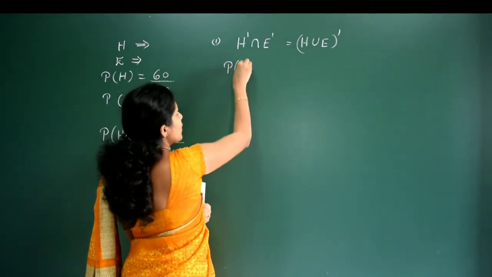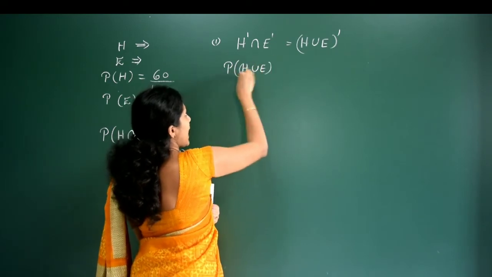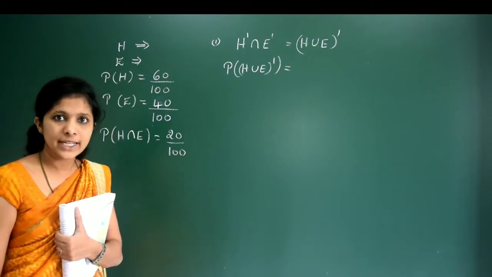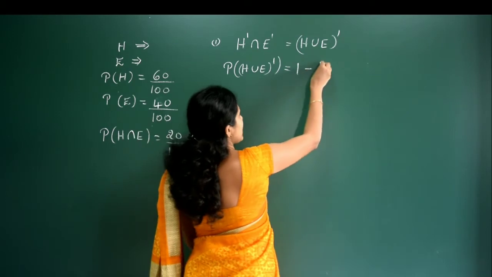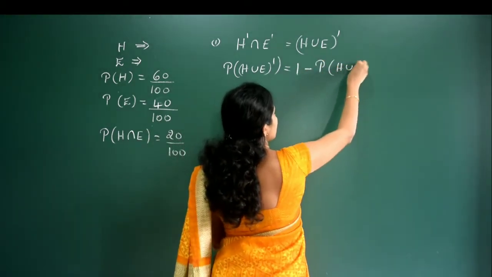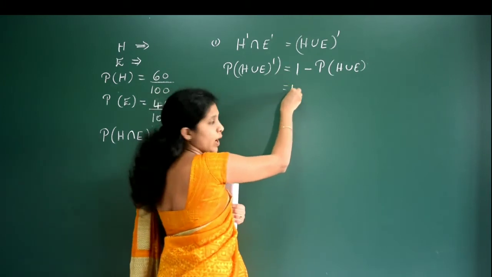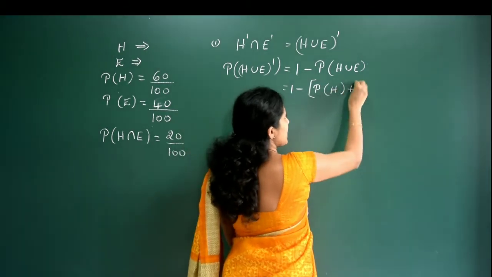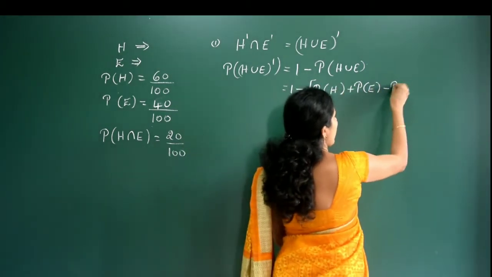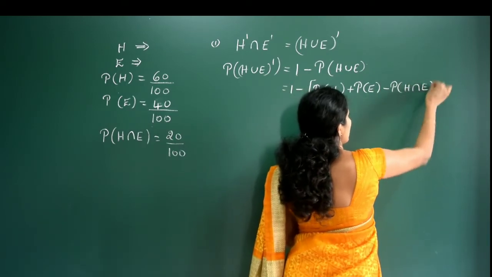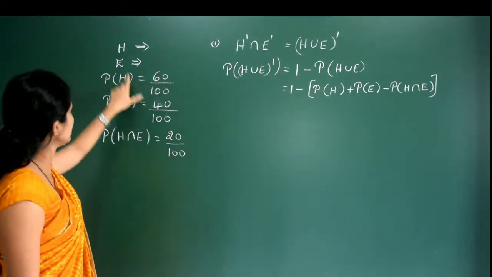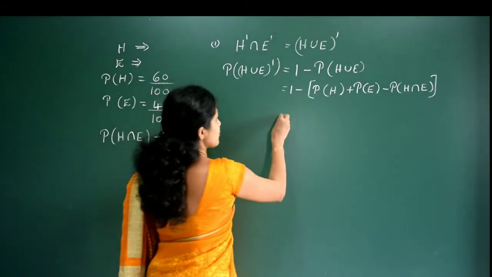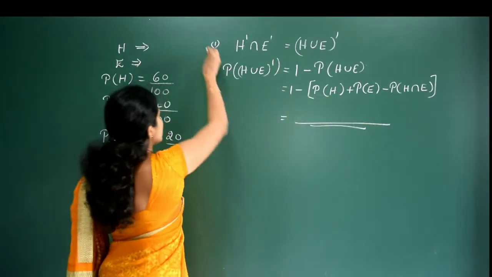Now probability of H union E whole dash can be written as, it's of the form P of A dash will be equal to 1 minus P of A. So what I can write? 1 minus P of H union E. Is it clear? So this is equal to 1 minus, P of H union E will be P of H plus P of E minus P of H intersection E. Now everything is known, right? P of H is given, P of E is given and intersection is also given. So substitute here so that you will get the answer for the first one. Okay. Simplify this. This is the first one.